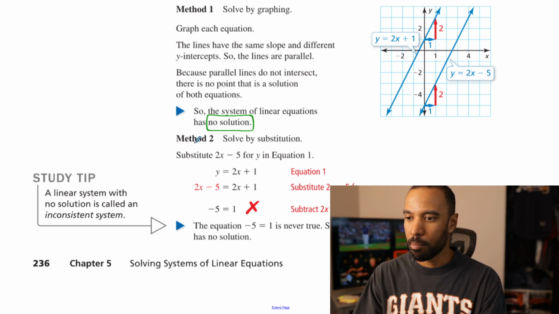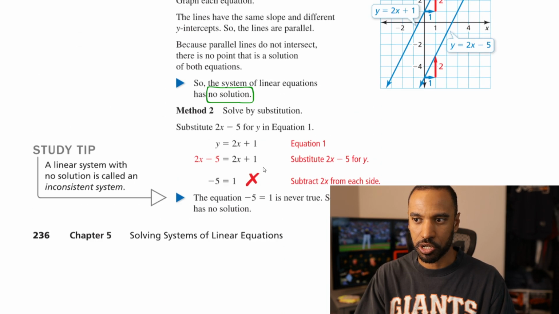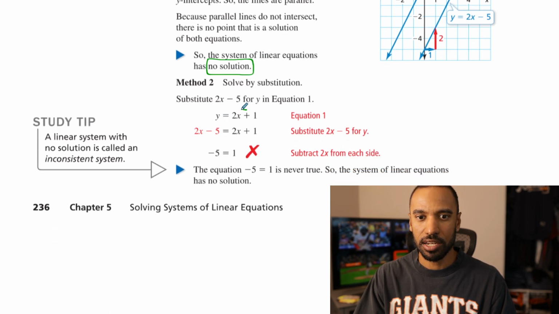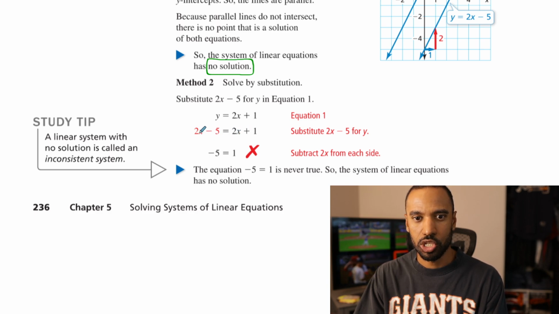Okay, method number 2 is solving by substitution. We could also look to elimination, but this is clearly set up for substitution. Y is by itself. So you substitute 2x minus 5 for y, however you call it. You plug it in, you have 2x minus 5 equals 2x plus 1. When you subtract 2x from both sides, you just get negative 5 equals 1.